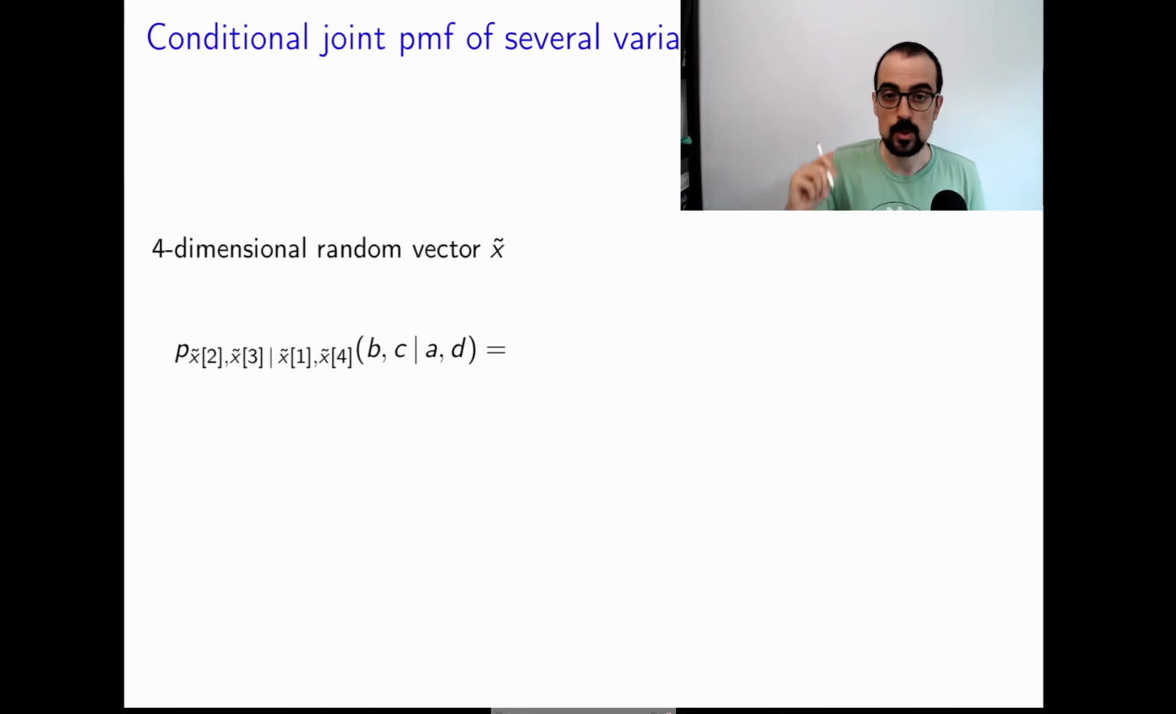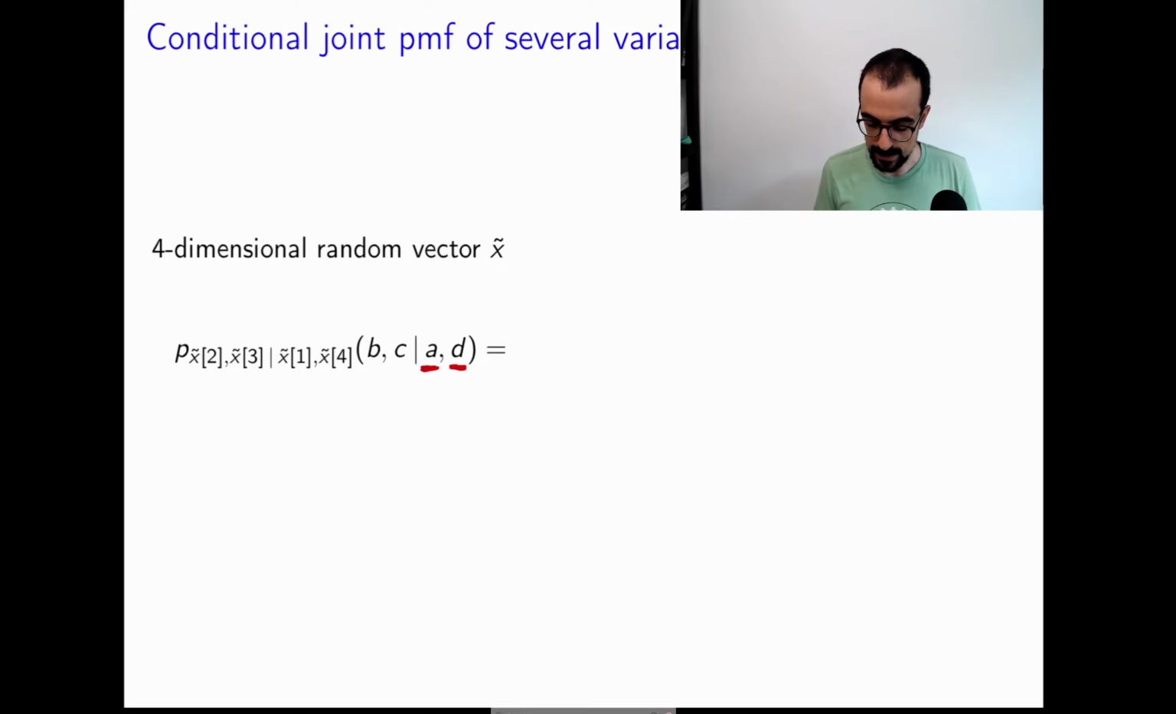Okay, so what if we want the conditional joint PMF of several variables given other variables? Imagine that I have a 4-dimensional random vector, and I know that the first and the fourth entries are equal to A and D, and now I'm wondering what's up with the rest of the entries. I'm wondering what's the probability that the second entry is a B and the third entry is a C, given that the first and fourth entries are fixed?